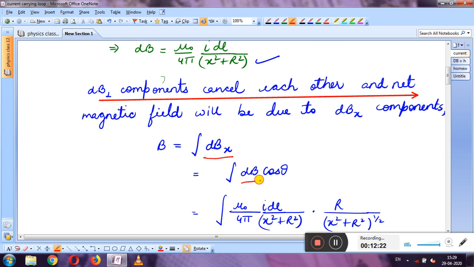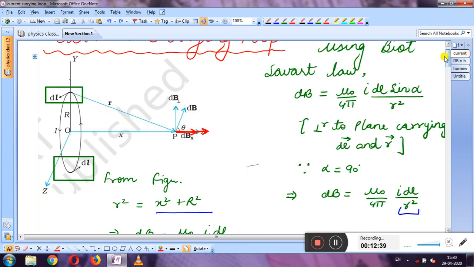Which one? dB cos theta components. This is the value of dB I have written, which we found earlier, and this is the value of cos theta. The value of cos theta we can find out with the help of the figure. If you look at the figure here, you can see this angle was theta. If this angle is theta, then this angle will also be equal to theta. Okay, and if this angle is theta, then what will be the value of cos theta?